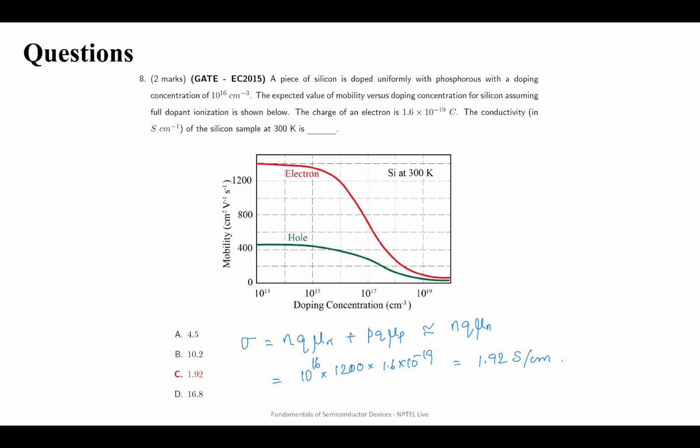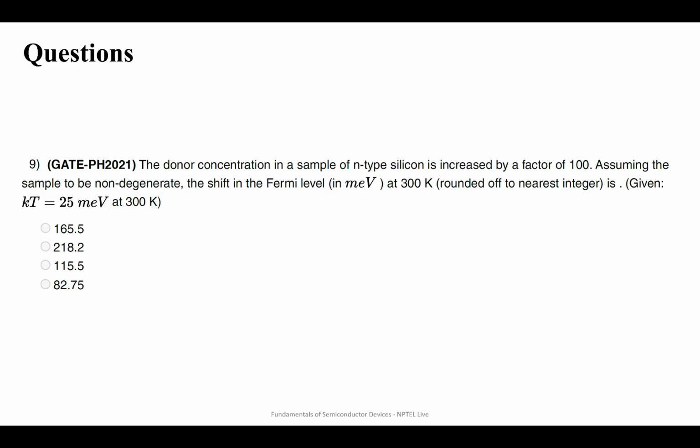So next question. The donor concentration in a sample of n-type silicon is increased by a factor of 100. Assuming the sample to be non-degenerate, the shift in the Fermi level in milli electron volts at 300 Kelvin is, given that kT equals 25 milli electron volts at 300 Kelvin: 165.5, 218.2, 115.5, 82.75.